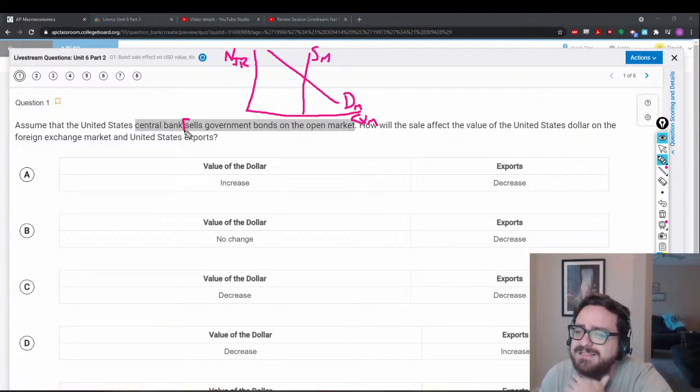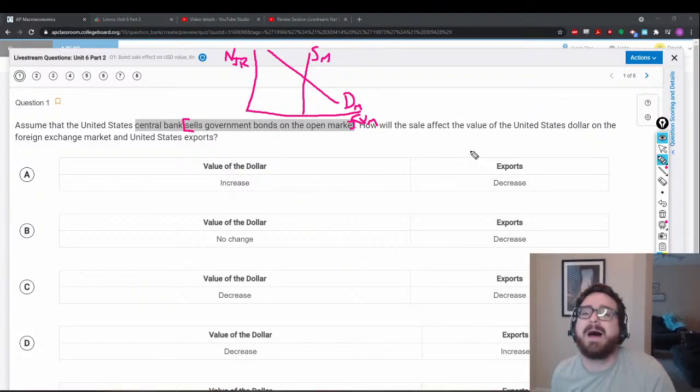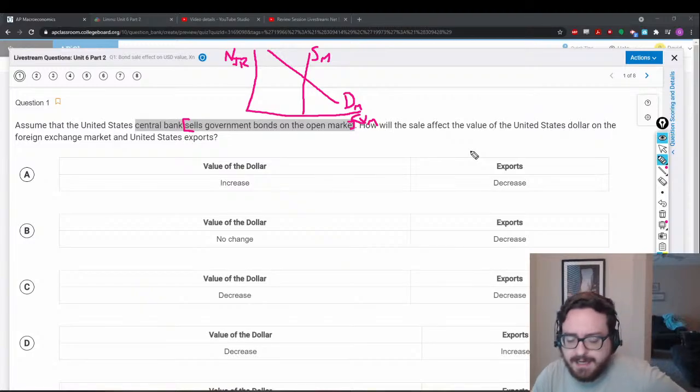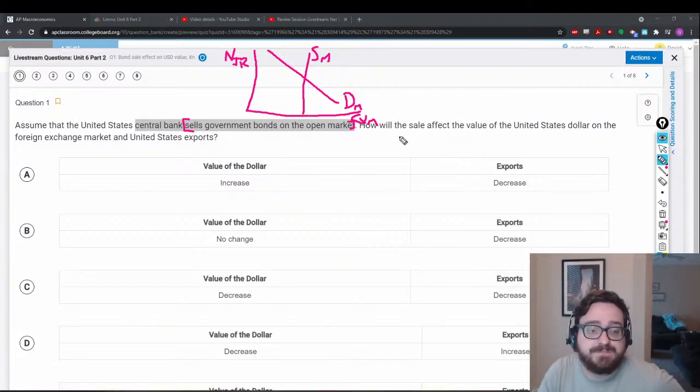The central bank selling bonds on the open market is a contractionary monetary policy. If the Fed is selling bonds, that means the public is buying them. The public is giving the government a bunch of money for these bonds right now, so there's less money out in our economy because the Fed has more of it. Remember, the money held by the central bank is not a part of our money supply. So we got a decrease in the money supply. That gets you a higher interest rate.